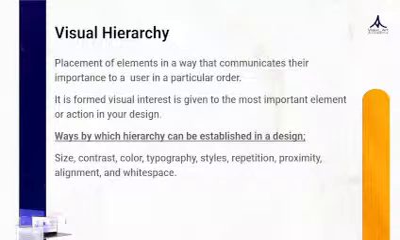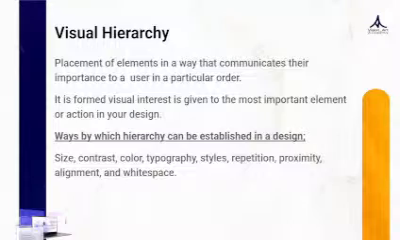Visual hierarchy is the placement of elements in a way that communicates their importance to a user in a particular order. You can see, a placement of an element in a way that communicates that degree of importance. So if you are working on a platform, you need to have some things that have high priority, right? That means you are going to be making them more visual than any other thing.